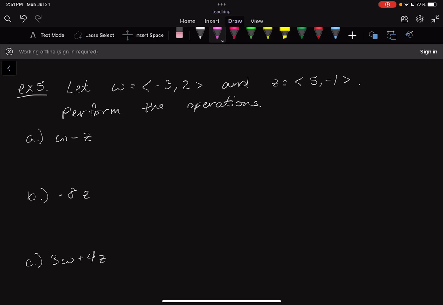So for W minus Z, I would have -3, 2 minus 5, -1. So if I want to subtract these vectors from each other, I'll just subtract the x's, comma, subtract the y's. And that's it. So this one's going to give me -8, 3.